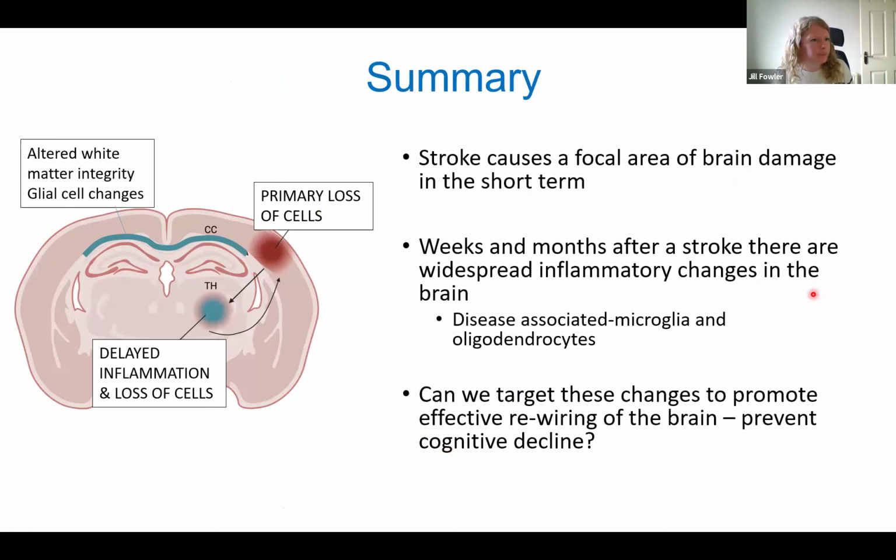So in summary, we've shown that stroke causes a focal area of brain cell damage in the short term. So we see in the mouse model that we see a cortical infarct. But weeks and months after the stroke, there are widespread inflammatory cell changes in the brain, for example, in thalamus and contralateral corpus callosum external capsule, where we find disease-associated microglia and oligodendrocytes. So we're interested in understanding more about these really chronic changes to try to understand if we can target them to better rewire the brain after a stroke to prevent cognitive decline.